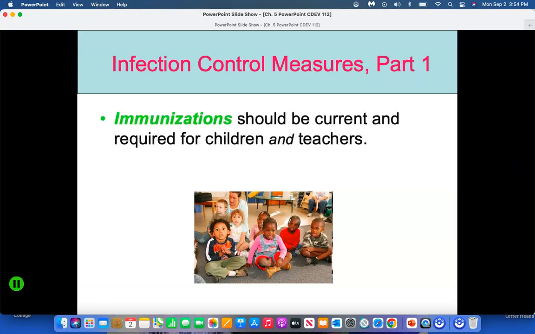Okay, so immunizations. All immunizations should be current and are required for children and teachers. So teachers also need to have their immunizations updated, for example, their TB shot, MMR, Tdap. As teachers in a licensed facility, we need to have our immunizations updated. Also, they like you to have a flu shot, but that is optional.